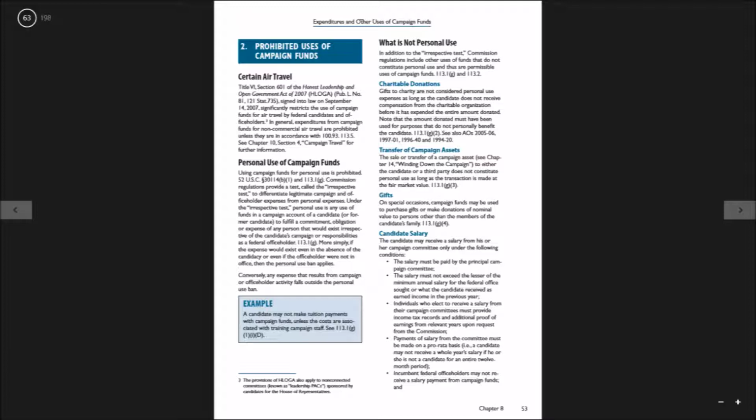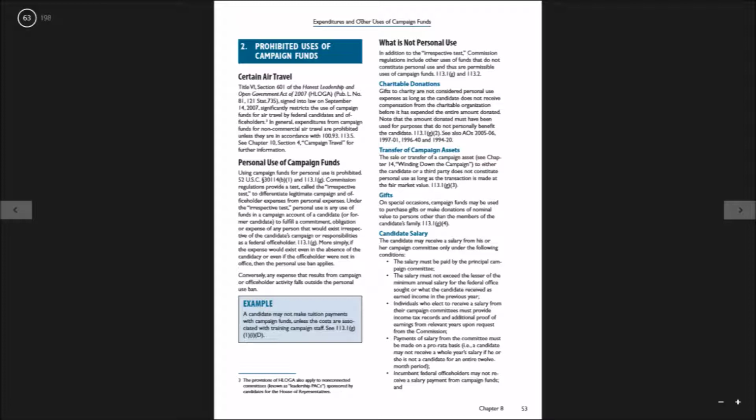Personal use of campaign funds. Using campaign funds for personal use is prohibited. Commission regulations provide a test called the irrespective test to differentiate legitimate campaign and office holder expenses from personal expenses. Under the irrespective test, personal use is any use of funds in a campaign account of a candidate or former candidate to fulfill a commitment, obligation, or expense of any person that would exist irrespective of the candidate's campaign or responsibilities as a federal office holder.